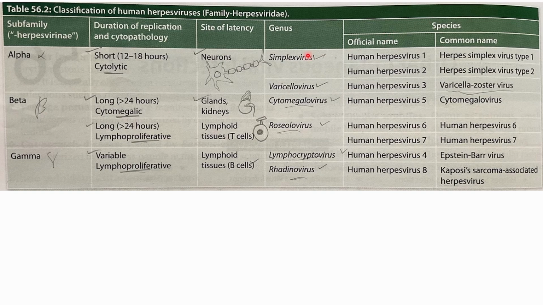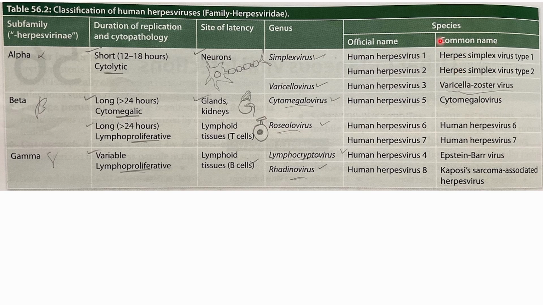Official name: for the simplex virus we have human herpes virus 1 and 2, and the varicella virus is human herpes virus 3. All these are human herpes viruses. In the simplex we have 1 and 2, and the varicella virus is also called human herpes virus 3. The common name is the same as the official one in the first two, HSV1 or HSV2.